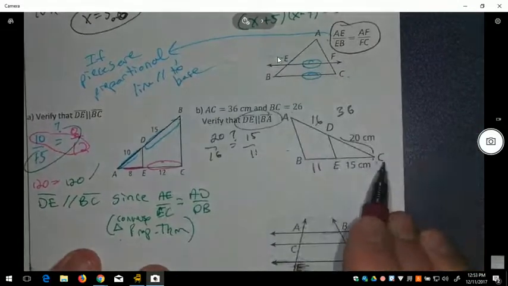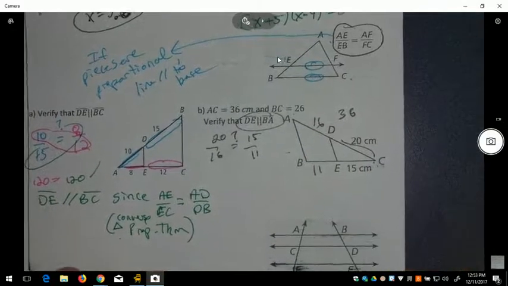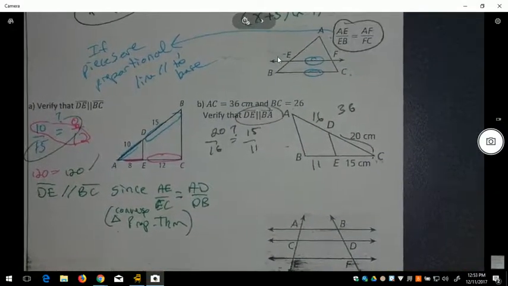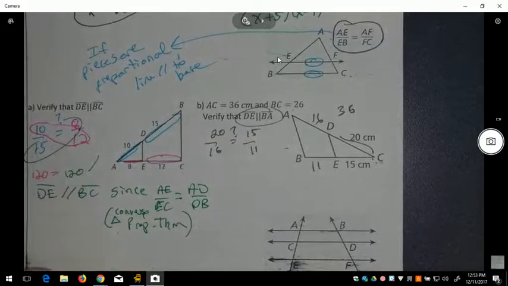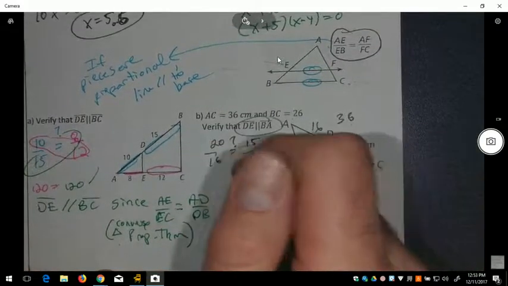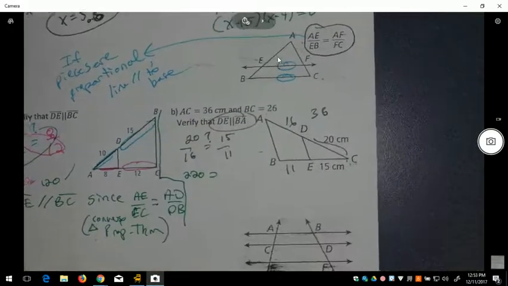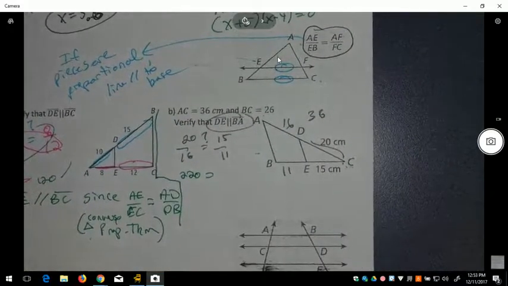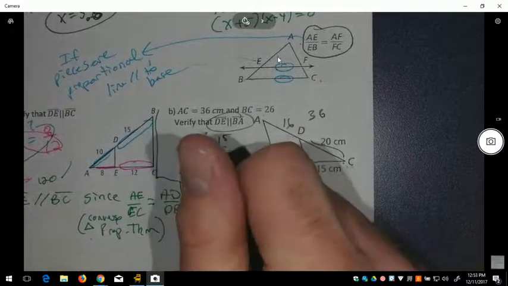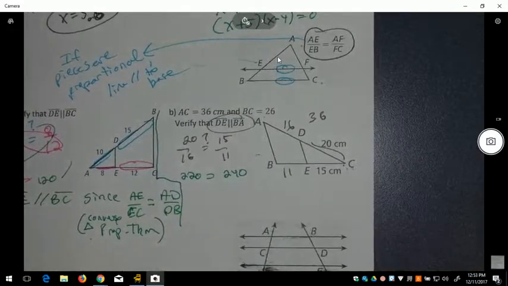Notice I always start with the one closest to the top of the triangle, the vertex of the triangle. So 20 over 16, 20 times 11, I was actually going to reduce, but whatever. 220 equals 16 times 15, which is 240. They are not equal.